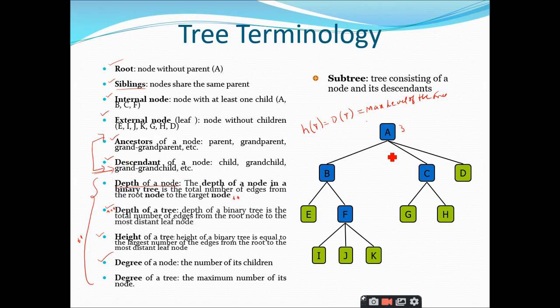Similarly, what is the degree of node B? 2, sir. C is 2. D is 0. E is 0. F is 3. This is 0, 0, and I is 0, J is 0, and K is 0. Right. So that is how we calculate the degree of a node.